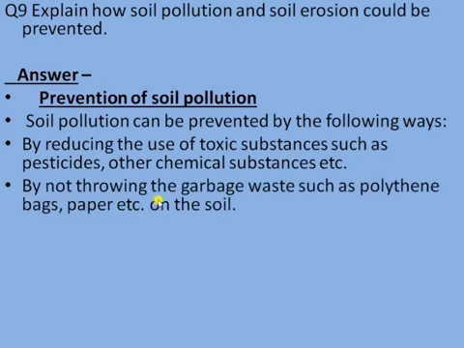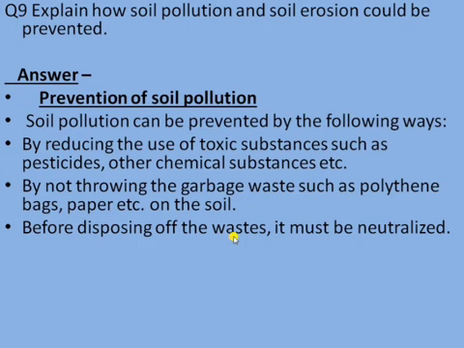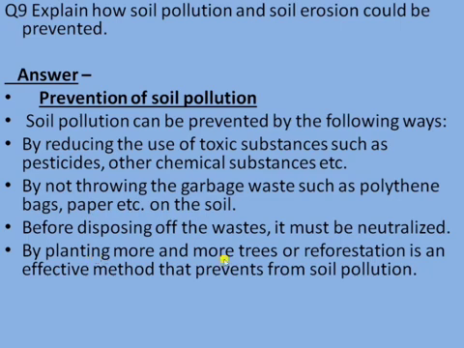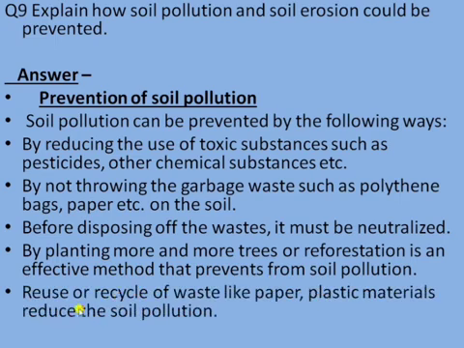Second is by not throwing garbage waste such as polythene bags and paper onto the soil. Before disposing of the waste, it must be neutralized or treated well. Planting more and more trees, or reforestation, is an effective method that prevents soil pollution. Reuse and recycling of waste like paper and plastic materials reduces soil pollution. So these are some points on how we can prevent soil pollution.